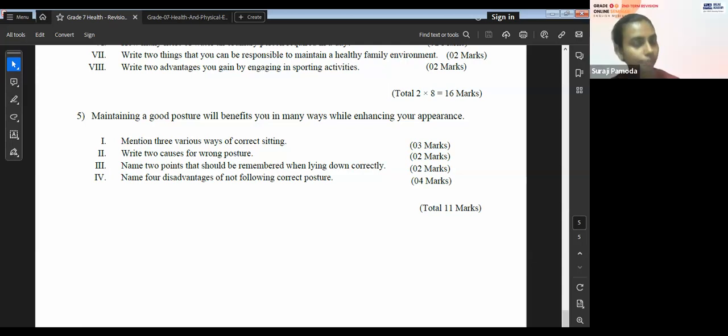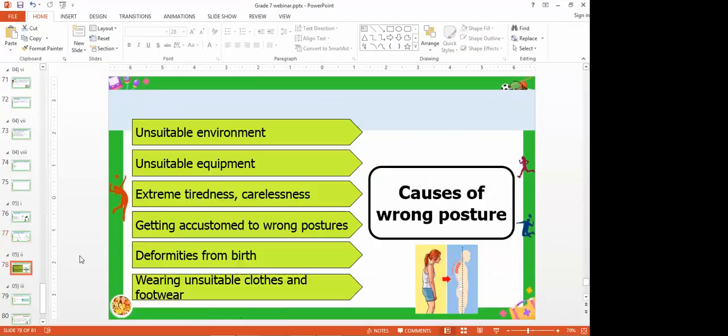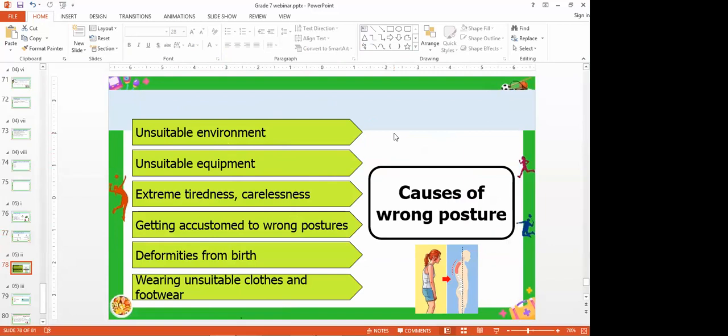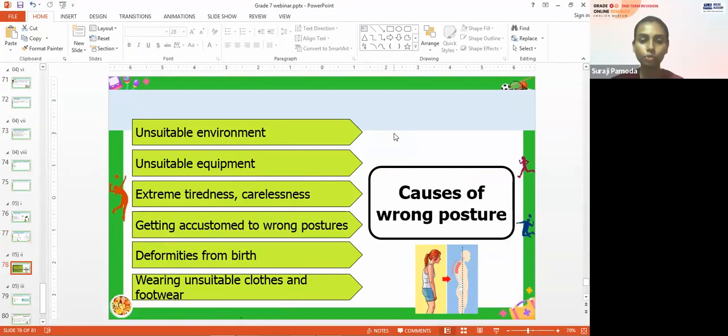Yes, good. Any other? Here, you can see some of the causes. Using unsuitable equipment and extreme tiredness, right? When you are in extreme tiredness, you use wrong postures, and carelessness, right? Deformities from birth can also be a cause. And also wearing unsuitable clothes and footwear like heels can lead to wrong postures. Okay, clear?